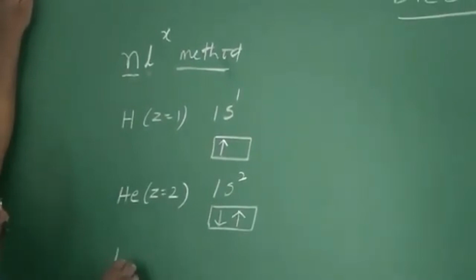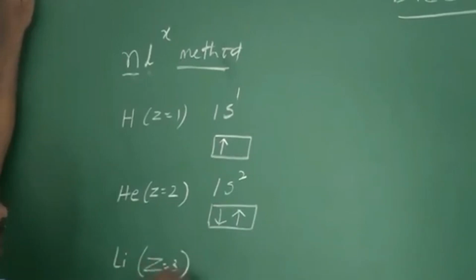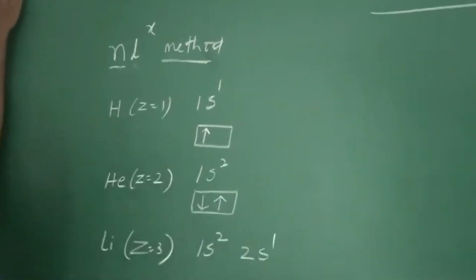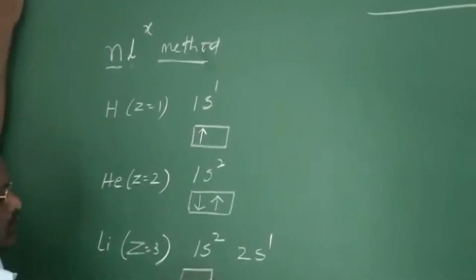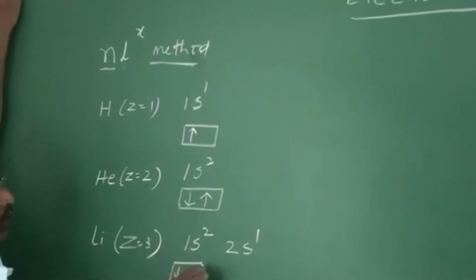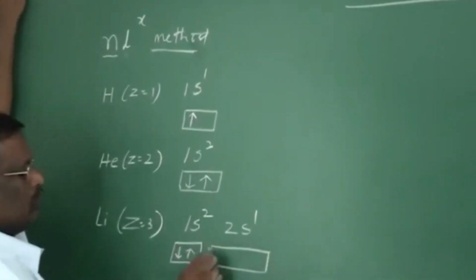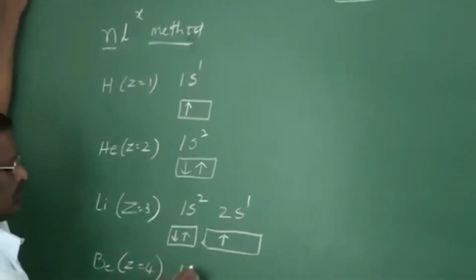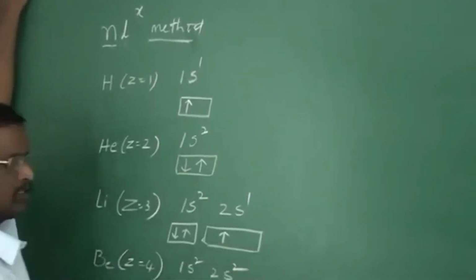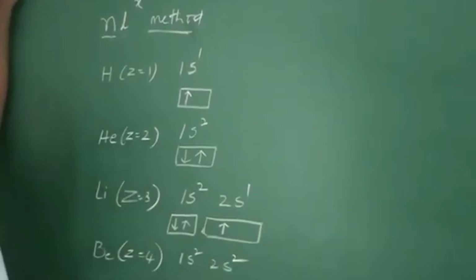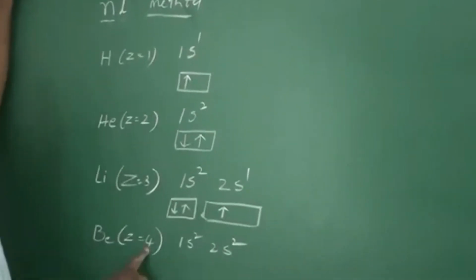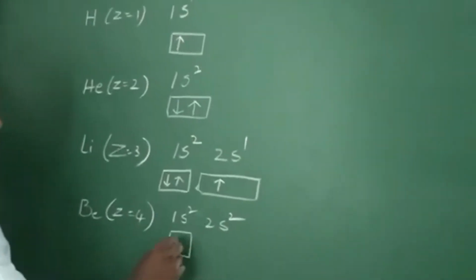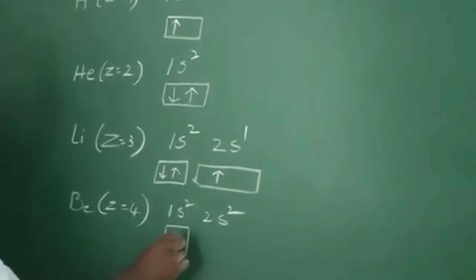Similarly, lithium, atomic number is 3. So its electronic configuration is 1s2, 2s1. And it can be represented like this. 1s2, 2 electrons are there. 2s1, 1 electron like this. Beryllium, 1s2, 2s2, like this. The sum of these powers is equal to the atomic number. So 1s2, 2s2.